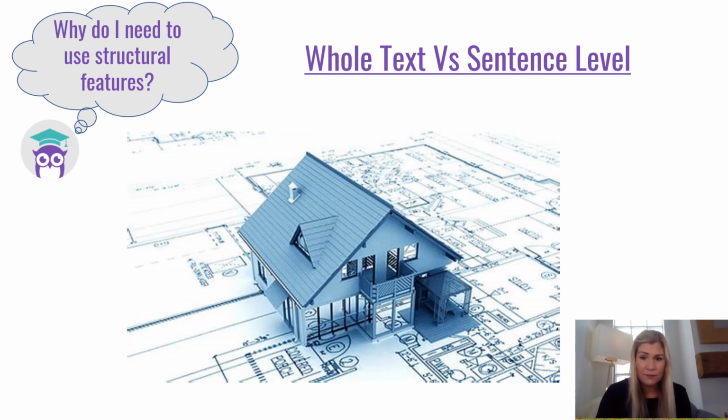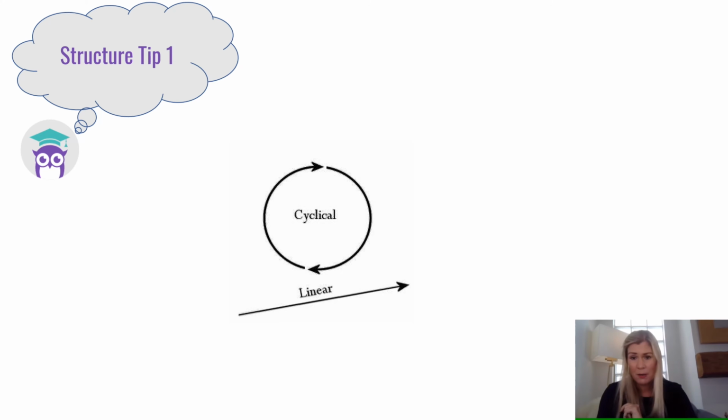So the 5 tips that I'm going to give you today are a bit of a mixture, mainly sentence level, but I do have one good whole text structural tip for you as well. So let's start there. Structure tip number 1 is thinking about the order of events in your story. You can go linear from beginning to end, or you can employ what we call a cyclical structure. And this is a really good way of showing your examiner that you actually have thought out your piece, because if you know where you're ending, you can begin there.